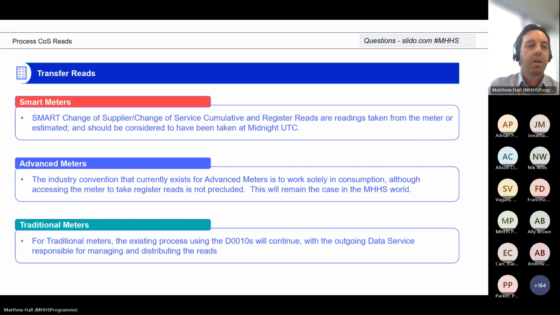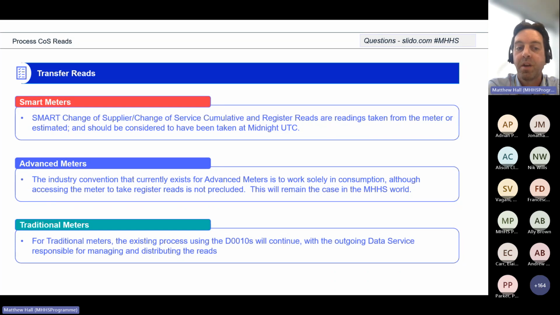Okay, so transfer reads. So the smart change of service, change of supplier, cumulative and register reads are readings taken from the meter or readings that have been estimated if there are no valid reads available from the meter and should be considered to have been taken at midnight UTC. For advanced meters, the industry convention that currently exists is to work solely in consumption, although accessing the meter manually isn't prohibited. And this arrangement will remain the same in the MHHS world, so we're not making any changes there.